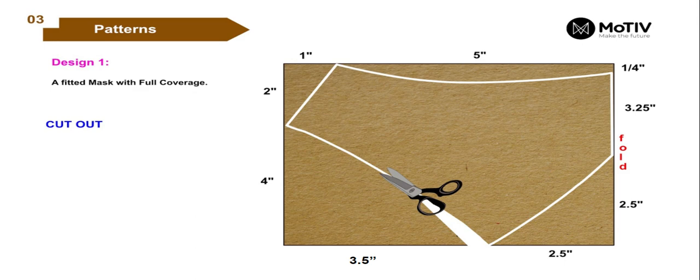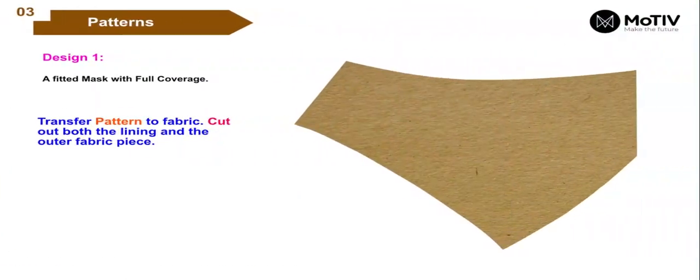So you would now be cutting out your pattern, and you cut along the outlines as you see in that illustration. So then you would have your completed pattern looking like that.